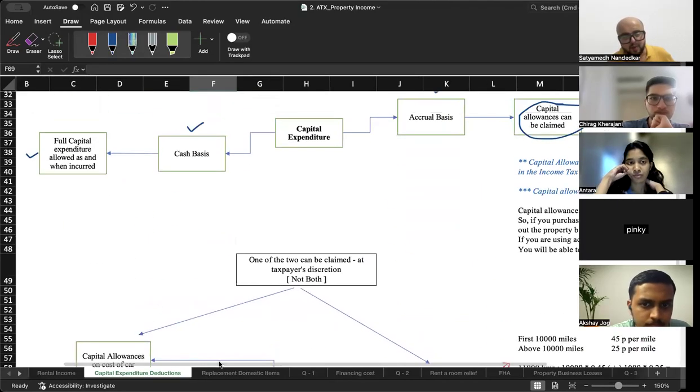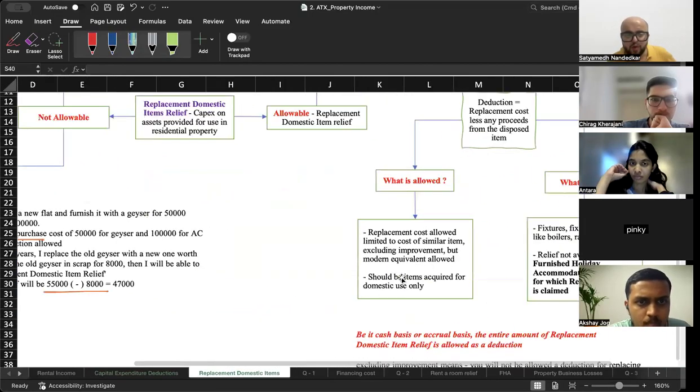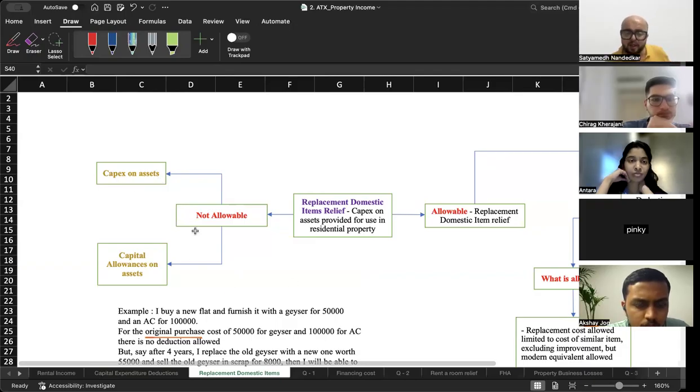Okay. Now, let's talk about replacement domestic item relief. So what items are we talking about? We are talking about items like fridge, geyser, table, chair in the house. Okay? Assets provided for use in the residential property. The original purchase cost is not allowed as a deduction. So my landlady purchased this flat, and before giving the flat on rent, she purchased an AC, a fridge, a geyser for a total of 2 lakh rupees. Okay. First expenditure is not allowed as a deduction.